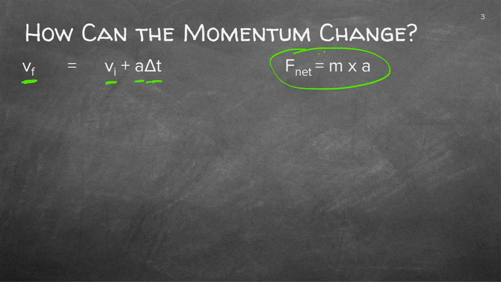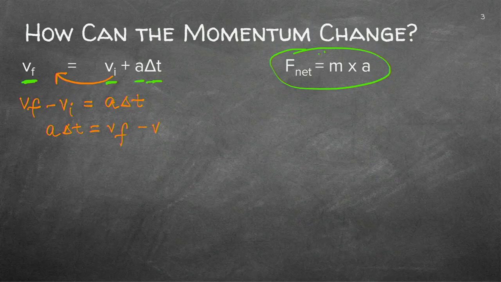So I'm going to take the final velocity and I'm going to take the initial velocity to that side. Now you see it becomes something that we did just now. The remaining part will be a delta t. I'm just going to write it in the right sequence, the same equation. Do you see that a delta t is equal to the final velocity minus the initial velocity?